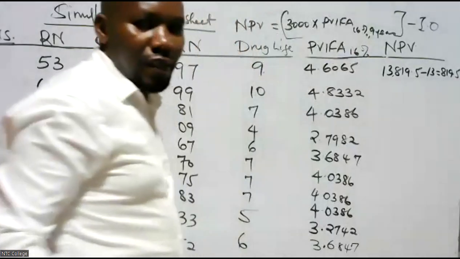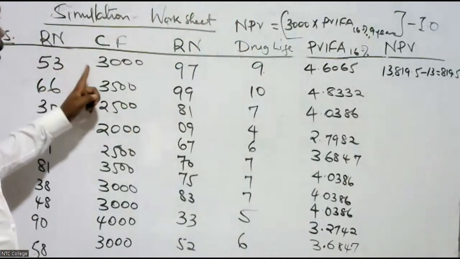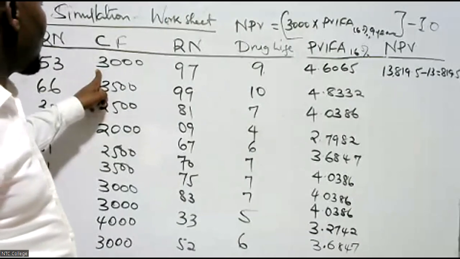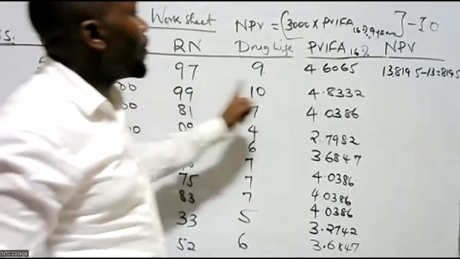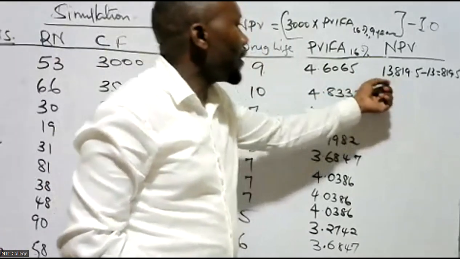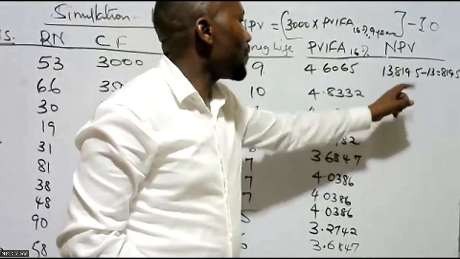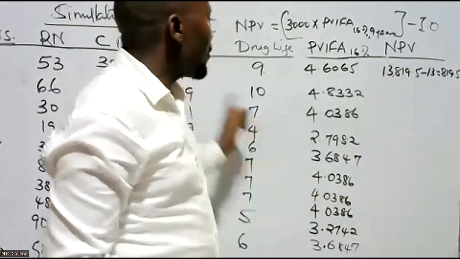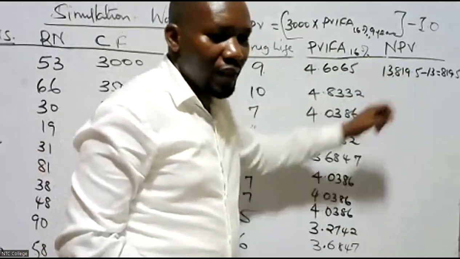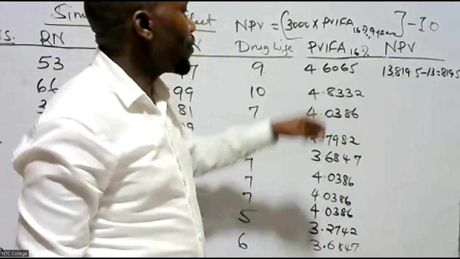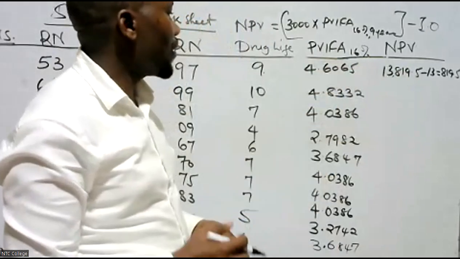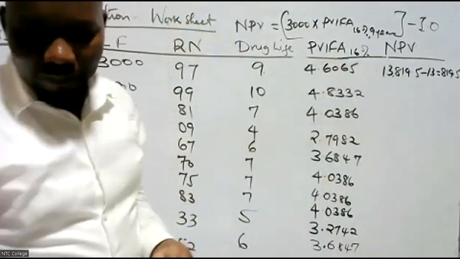So the cash flows are in millions, which means the present value that we're getting is also in millions. So it is 13,819,500 minus 13 million if you get the first run. Then the second one is also the same: you subtract 13 million.